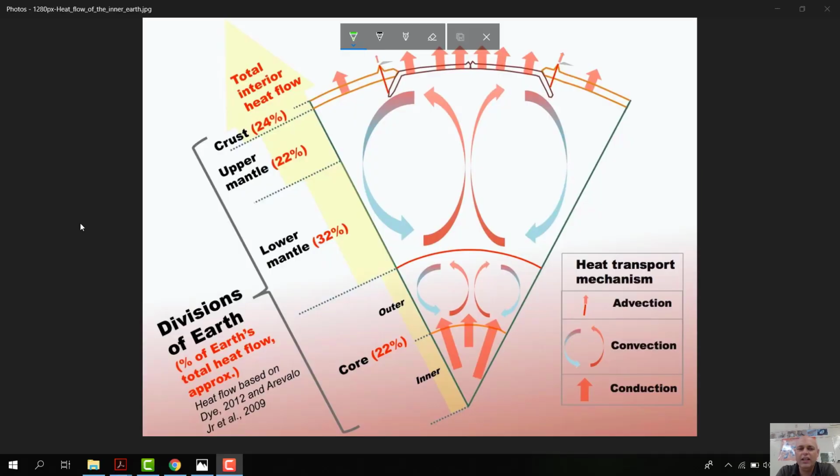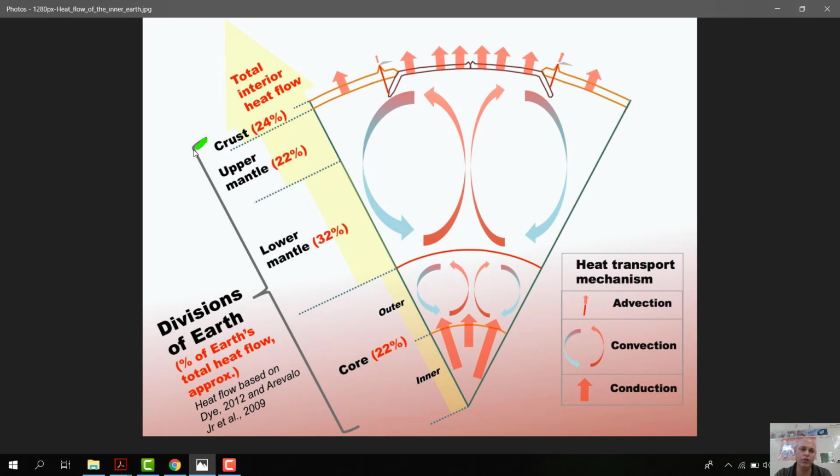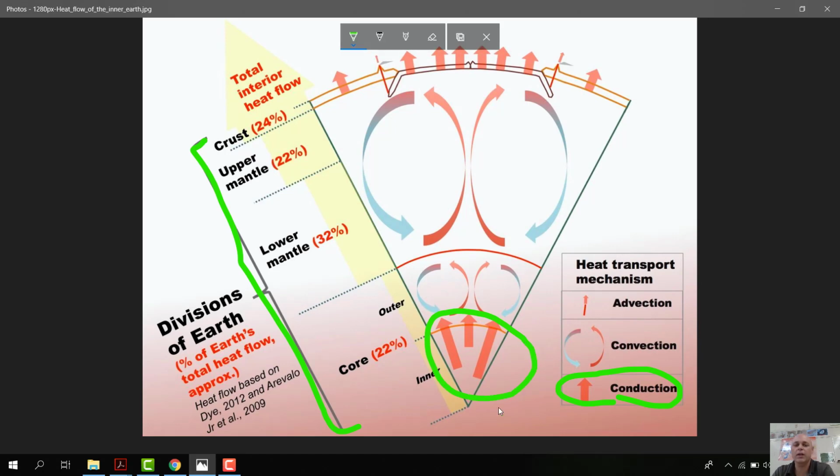Okay, let's take a look at another image. And in this image, it's showing another slice of the interior of the Earth. And it has it labeled over here to the side, where it has the crust all the way down to the core. And it's showing you the different types of heat transport that you're going to see. So coming from the core, you have conduction. And you can see the arrows here are showing that you have conduction coming out from the interior.